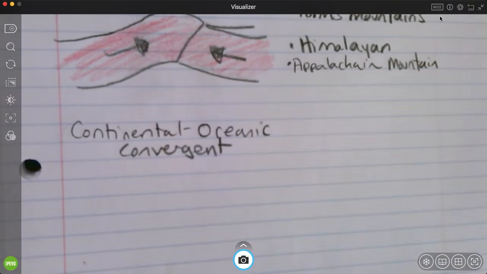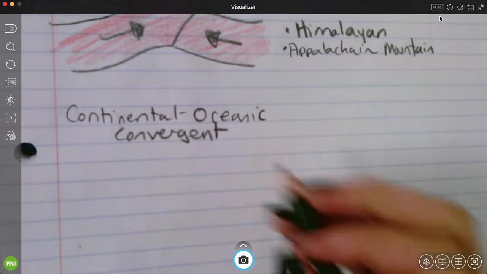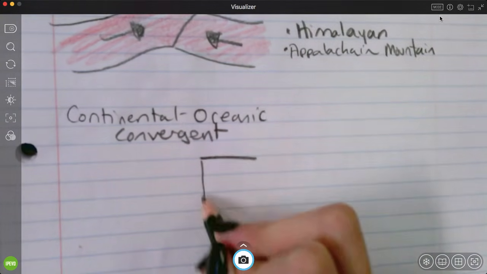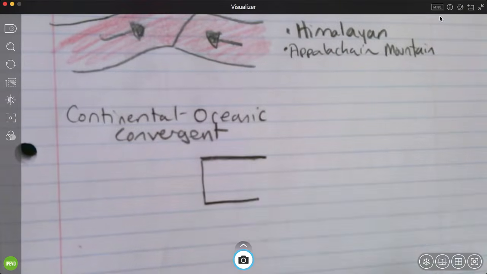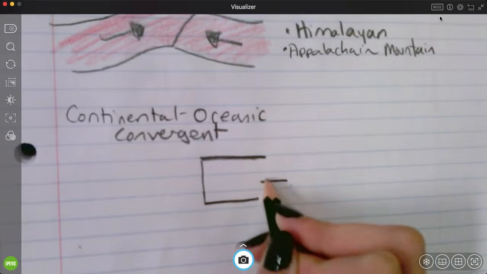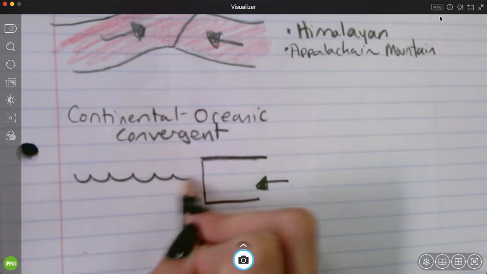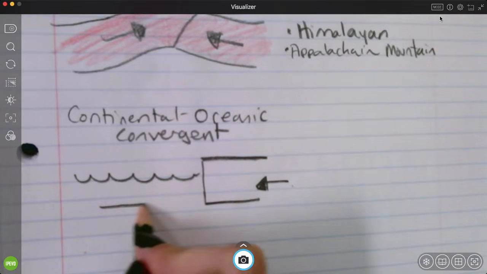All right, so they're still coming together, but now because we have a different plate, it's going to behave differently. So I'm going to have my continental plate. I'm going to draw it going this way, and we'll leave a space there for it. And then I'm going to draw my ocean, and I'm going to draw my little oceanic plate.